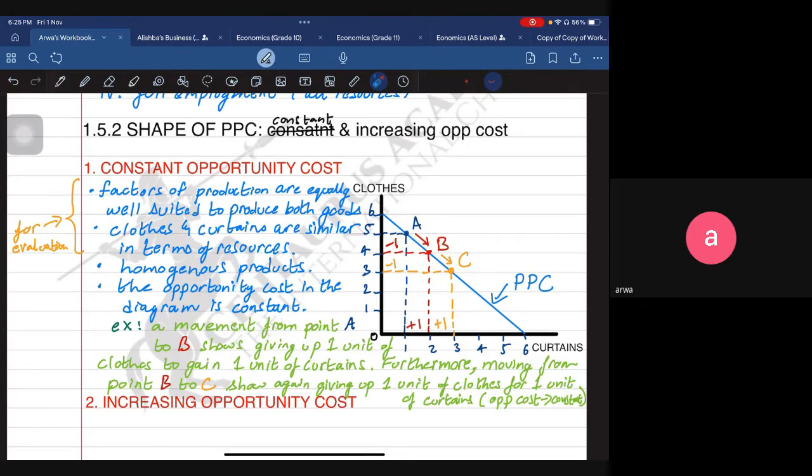Not at all. You see, this diagram is basically explaining everything about the points, from which point to which point you have moved, and what you are gaining, what you are losing. So it's more than enough. There's no need to do that at all.